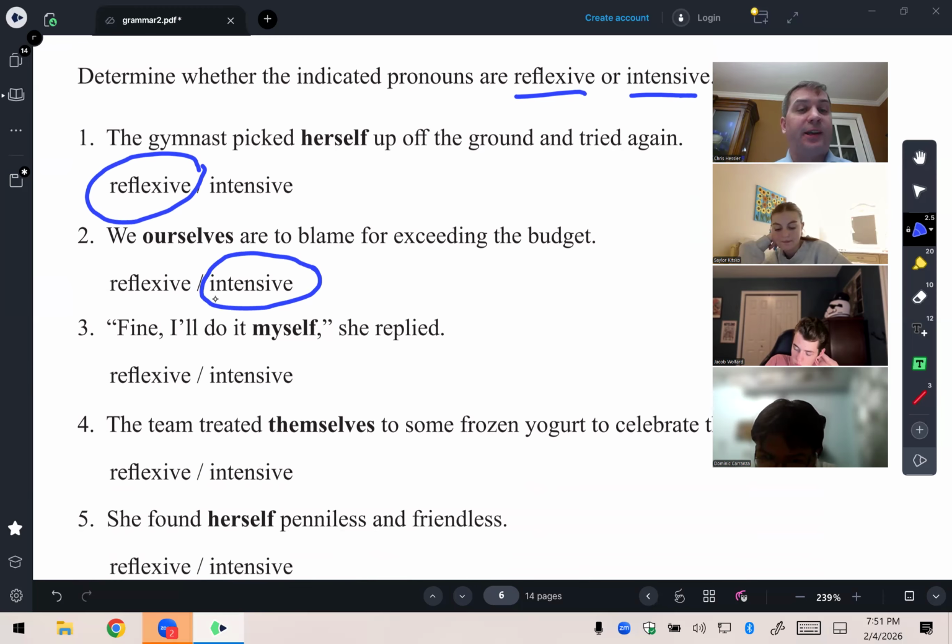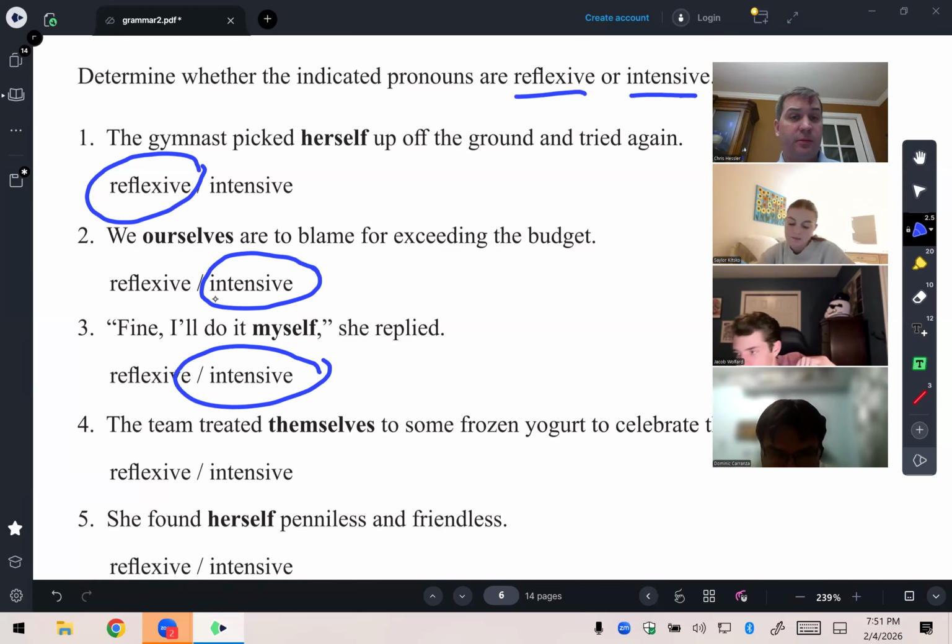I like this example because I can hear the emphasis. Fine, I'll do it, she replied. Have I lost any meaning? No, just the emphasis. That was intensive.